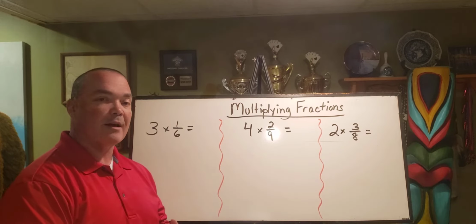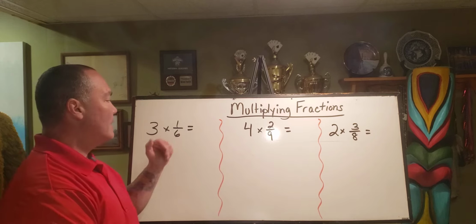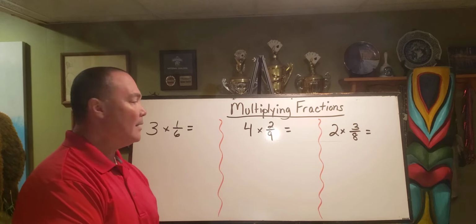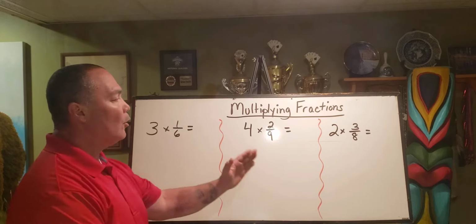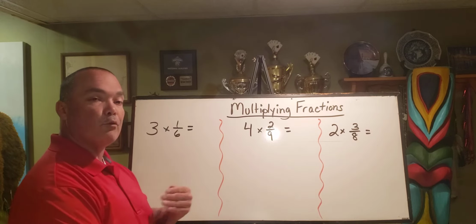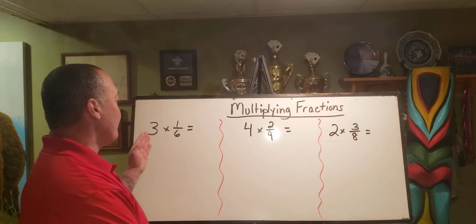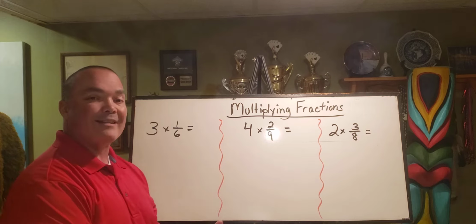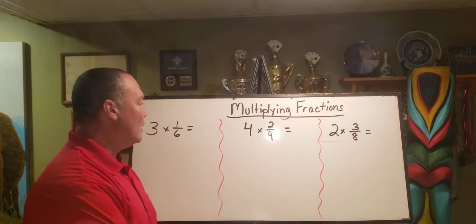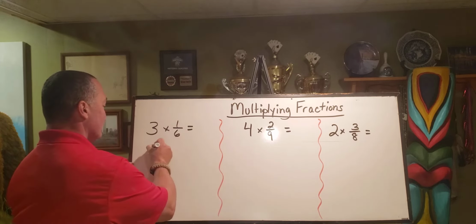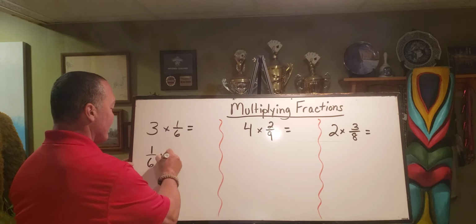Just to make sure we understand what's going on, we have a whole number times a regular fraction. When using smaller whole numbers, we can actually just use repeated addition. We know that 3 times 1/6, we always say it means 3 copies of 1/6. So I'll take my 1/6 and I can add it 3 times.